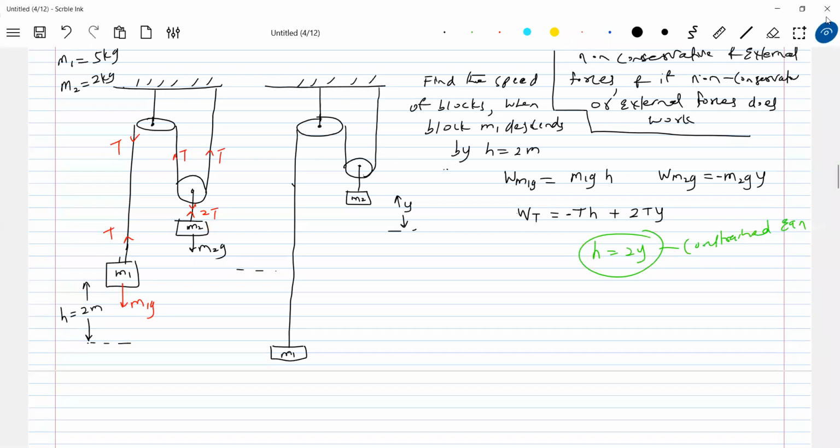So substitute this. Work done by tension is minus T into 2Y plus 2T into Y, and that is equal to 0. So therefore, though tension is acting, the net work done by tension is 0. Then what are the only forces that are doing work? The weight. Can you apply conservation of mechanical energy? Yes, now you can apply it.